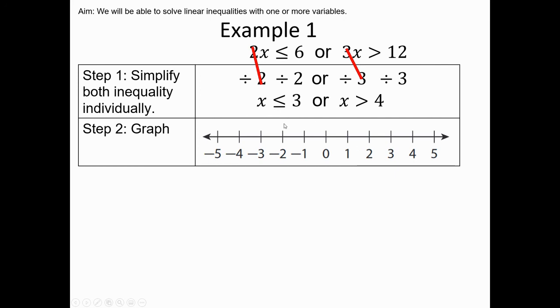So I'm going to put a closed circle, a filled in circle, because it has the line underneath it. And then remember, what is less than 3? Isn't that 2, 1, 0, negative 1? So I'm going to draw my line right here.